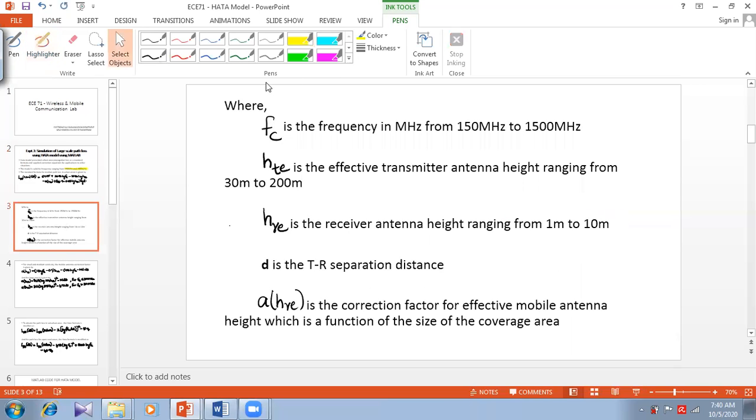Now let us see what each of these terms are. fc, we know, is the frequency and it is given in megahertz, ranging between 150 megahertz to 1500 megahertz. hte is the effective transmitter antenna height and it should range between 30 meters to 200 meters. hre is the receiver antenna height and it ranges between 1 meter to 10 meters. d is the separation distance between your receiving and transmitting antenna, and a(hre) is the correction factor for effective mobile antenna height, which is a function of the size of the coverage area. We will see how we calculate this.